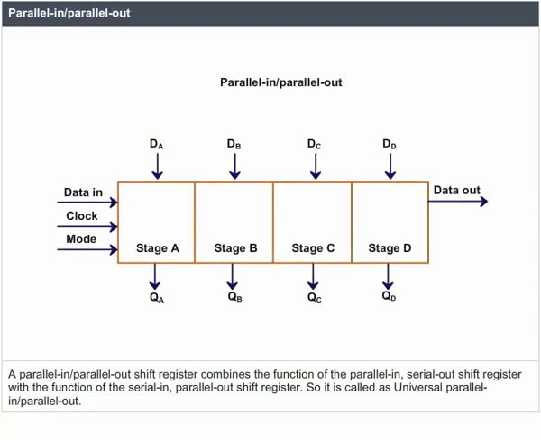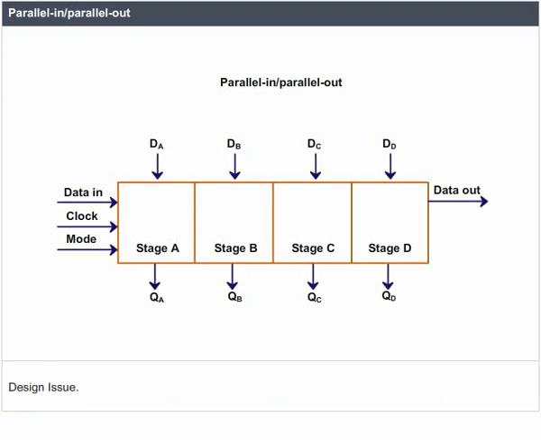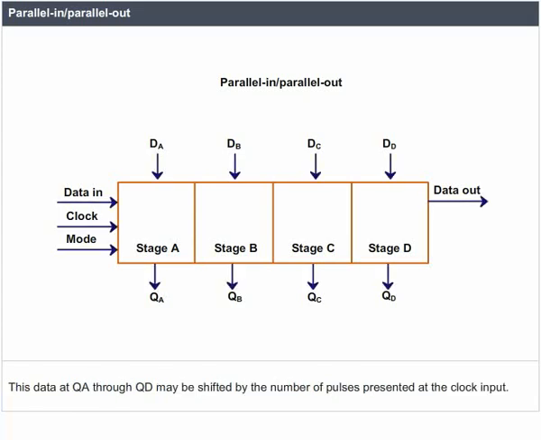Parallel in, parallel out. A parallel in, parallel out shift register combines the function of the parallel in, serial out shift register with the function of the serial in, parallel out shift register. So, it is called universal parallel in, parallel out. Design issue. Data presented at DA through DD is parallel loaded into the registers. This data at QA through QD may be shifted by the number of pulses presented at the clock input.